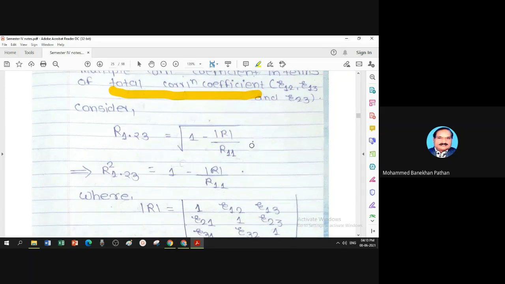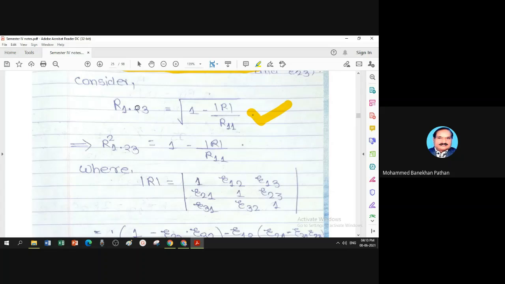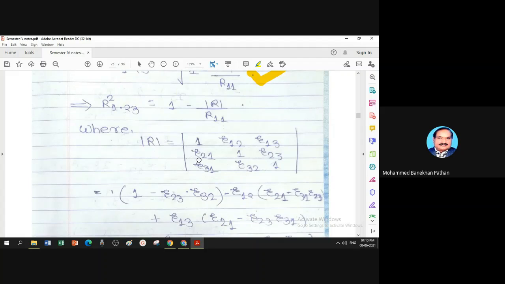Now I start with the last step of the previous derivation. I square both sides, so this root will be dropped, which is easier to derive. Otherwise, every time I have to carry the root. So to solve that difficulty, I square both sides. The square of the left, and on the right side, the square cancels with the square root: R square equals 1 minus determinant of R divided by R11, where determinant of R is nothing but the determinant of the correlation matrix.